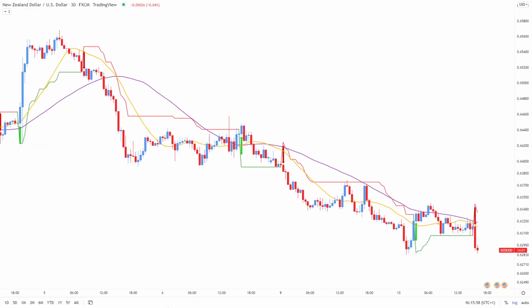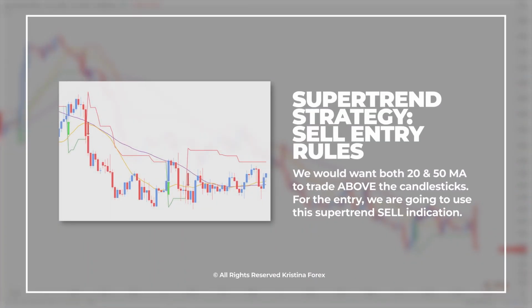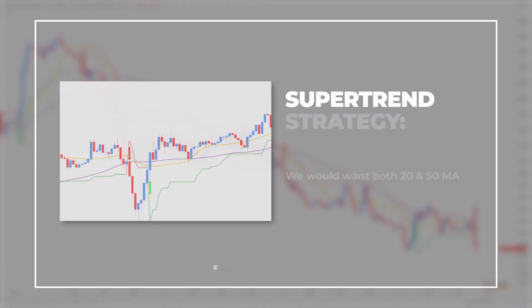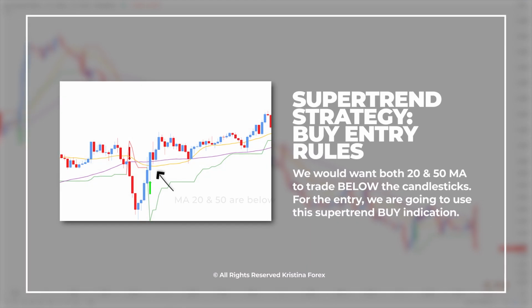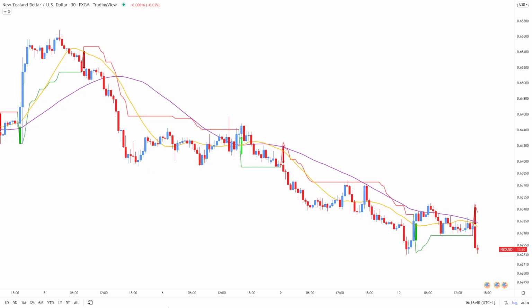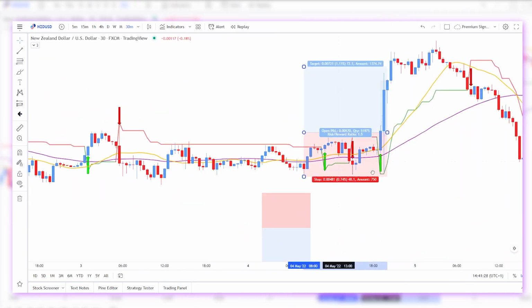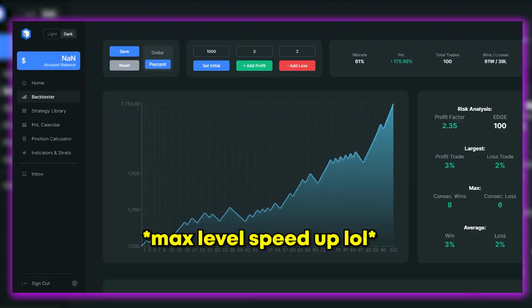So let's go back to the chart with our updated strategy. Since we now have moving averages of 20 and 50 on our chart, I will slightly adjust the entry rules. I will only enter a short trade if both moving averages are above the candlesticks and the Supertrend indicates that we should sell. And we will look for a buy if both moving averages are trending lower than the candlesticks and Supertrend alerts us with buying signal. So let's start some backtesting and let's see what results we can come up with.